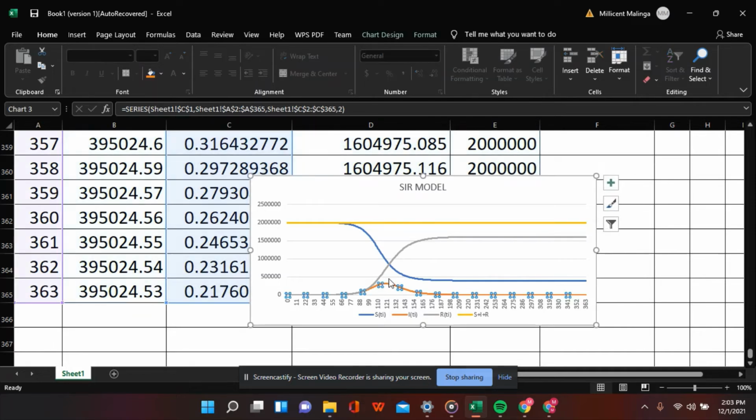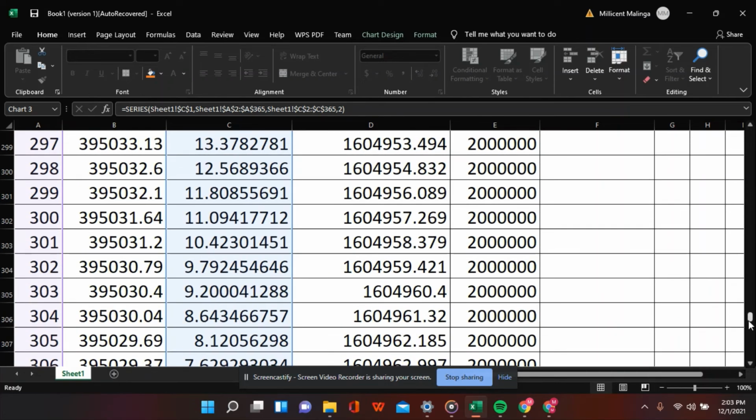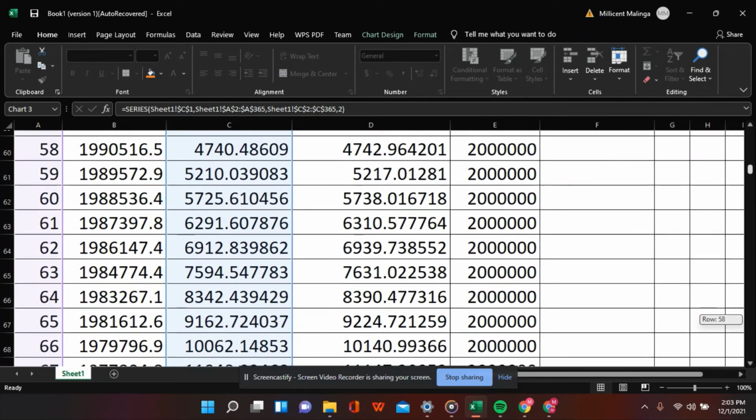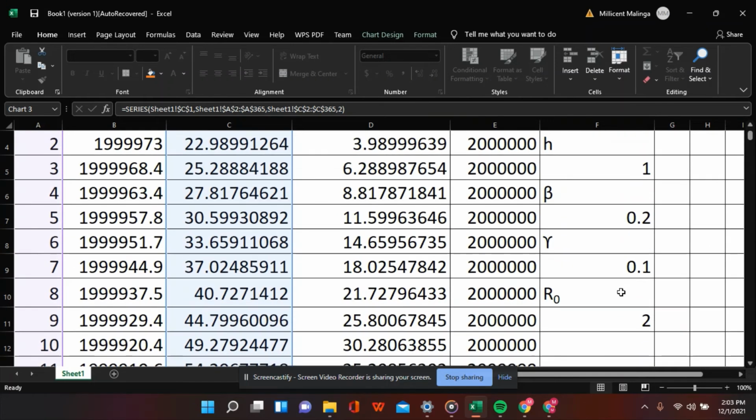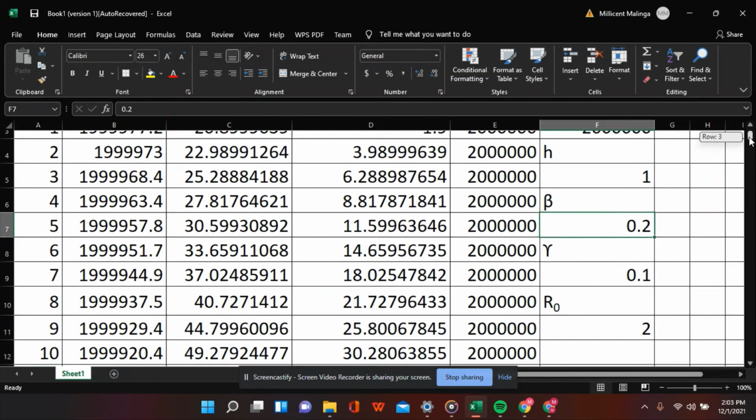This will probably be the time when we claim to be having the fourth wave, after 3 months of having discovered this virus, if it is following these constants, where our rate of recovery is 0.1 and the rate at which people are infecting each other is 0.2.